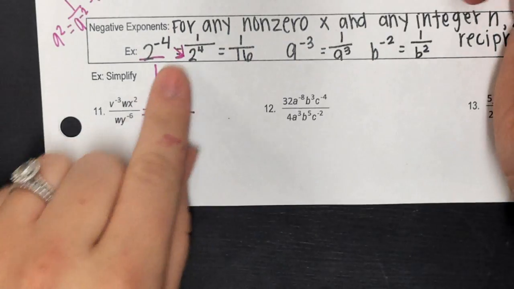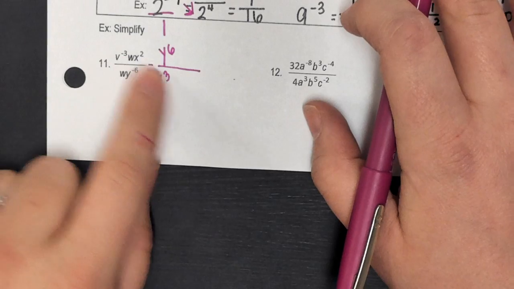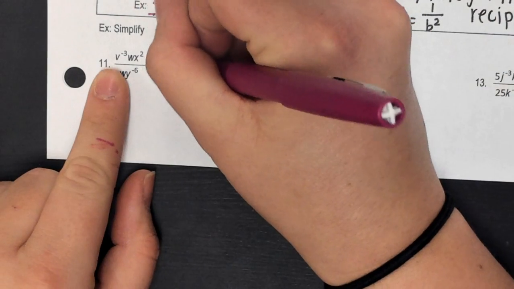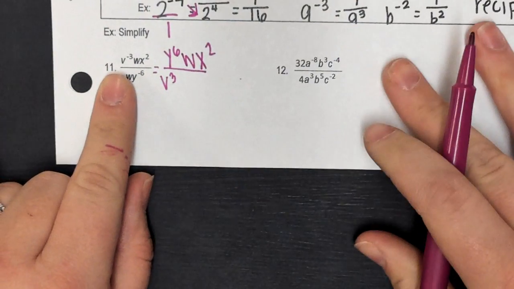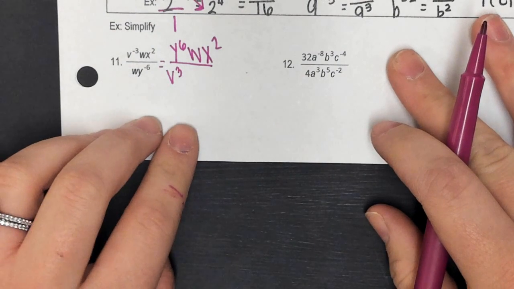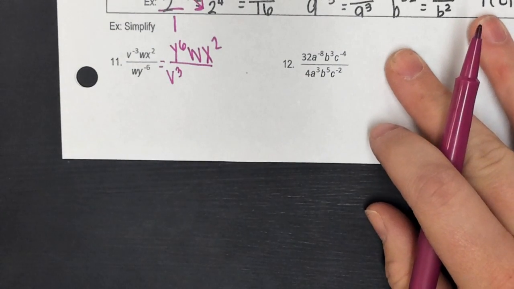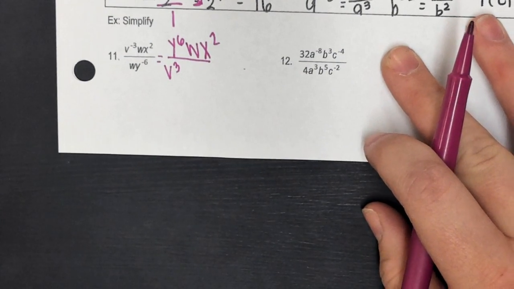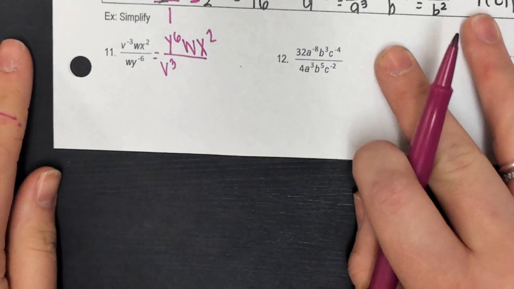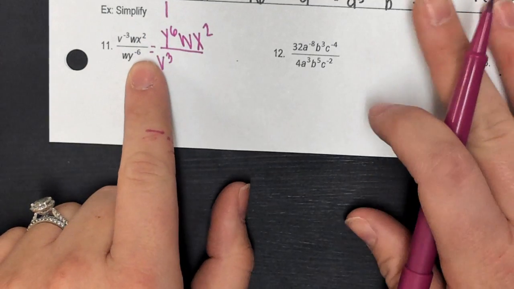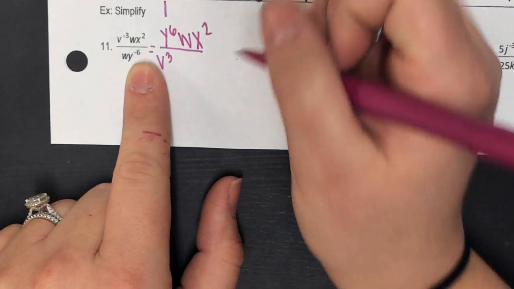Okay, now let's rewrite everything that was original. So v to the third went down. Rewrite w x squared. Wouldn't those two be negative? No. Okay, we moved negative 6, so what's originally left from the bottom? W.